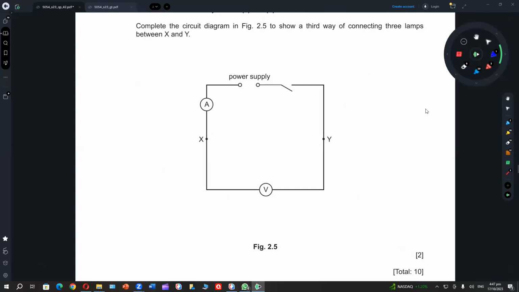So I can do one thing. I can attach 1 lamp in series.